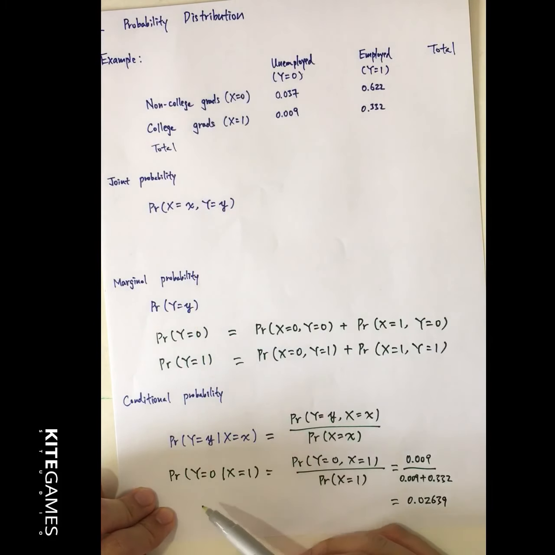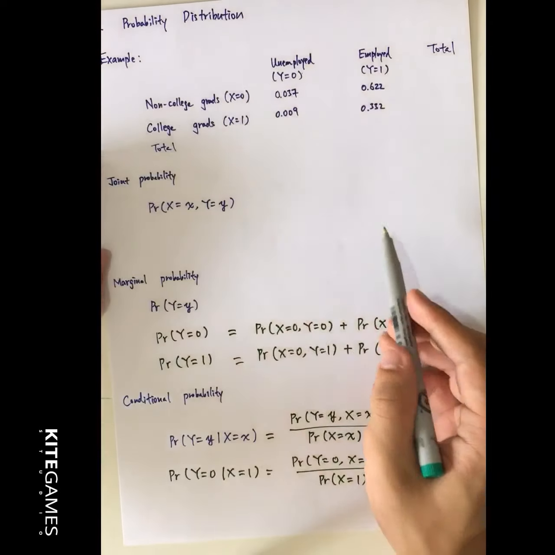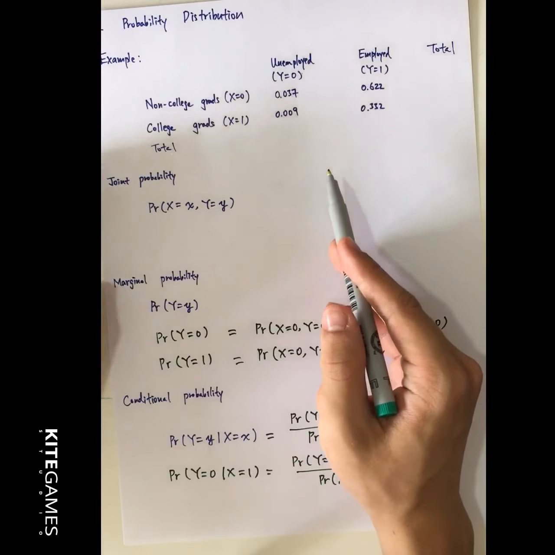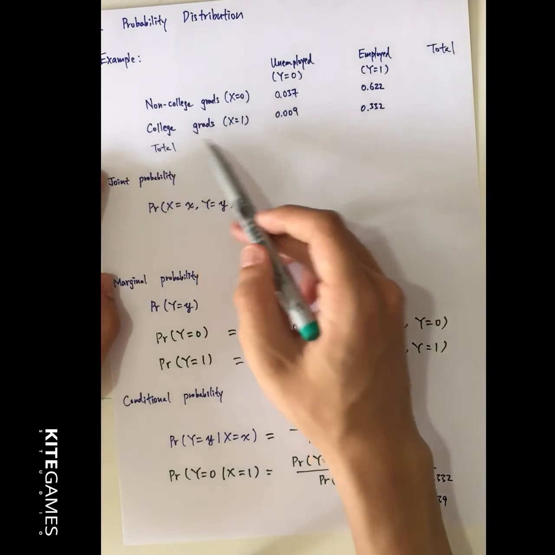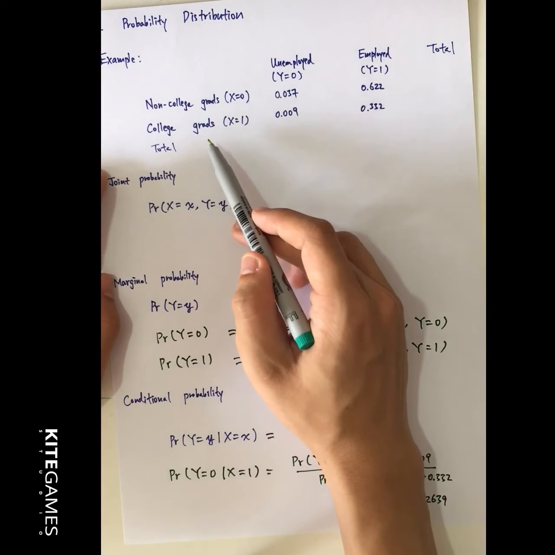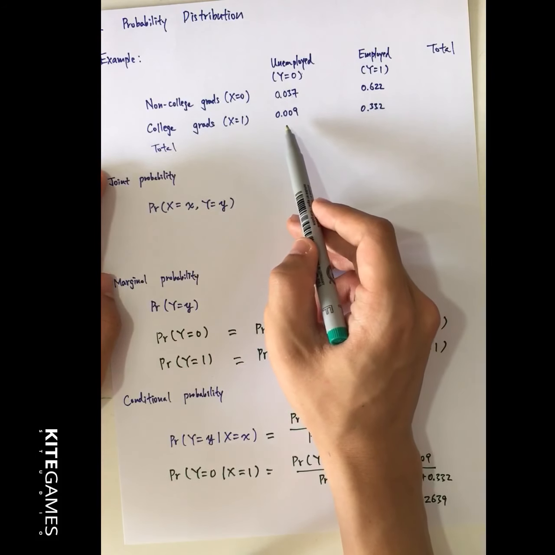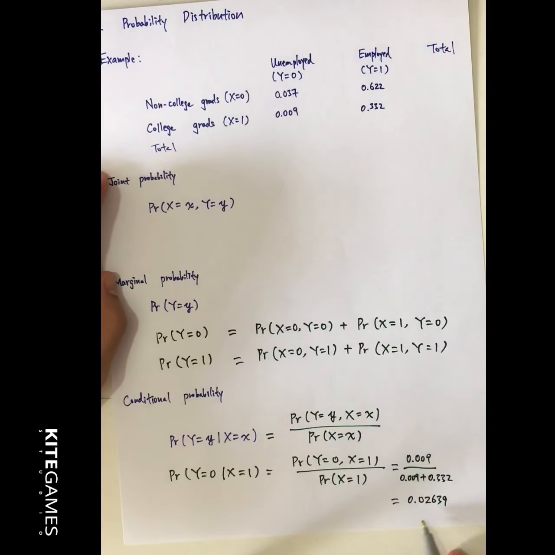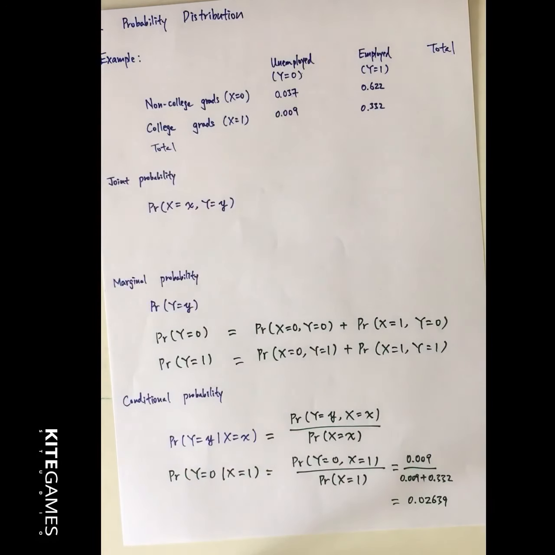The implication is that given x equal to 1, that means given that there is a college graduate, what is the probability that y equal to 0? y equal to 0 means unemployed. So this probability shows that, given the person you draw from the sample is a college graduate, what is the probability that he or she is unemployed? This is just 0.02639. So this is the implication.